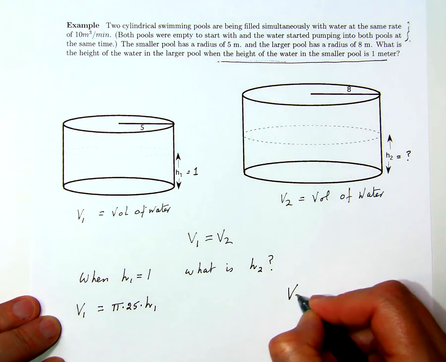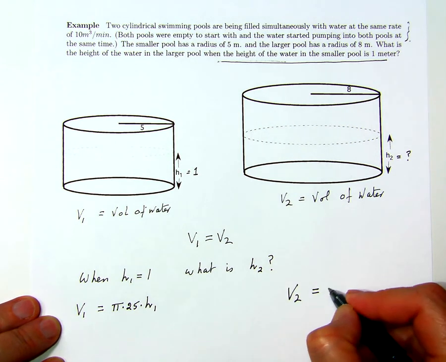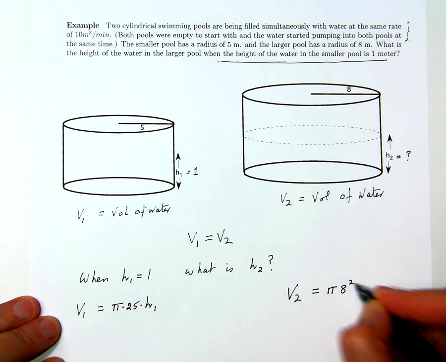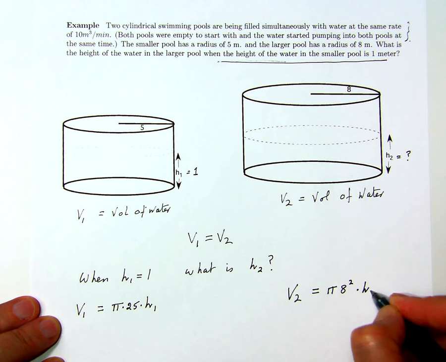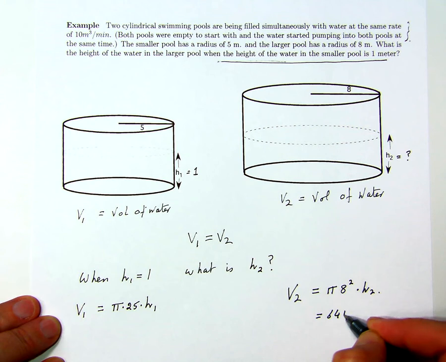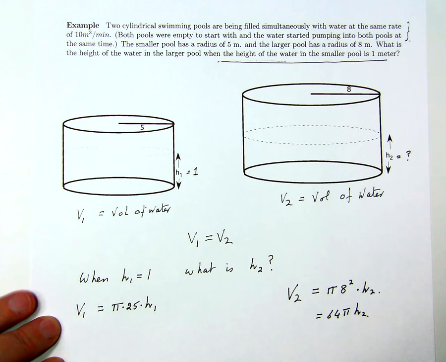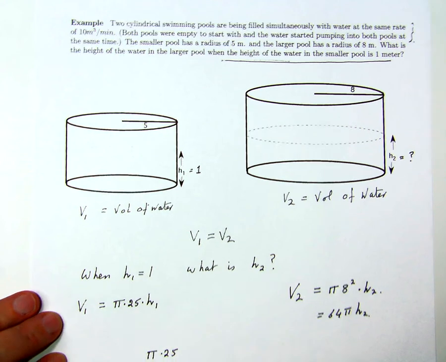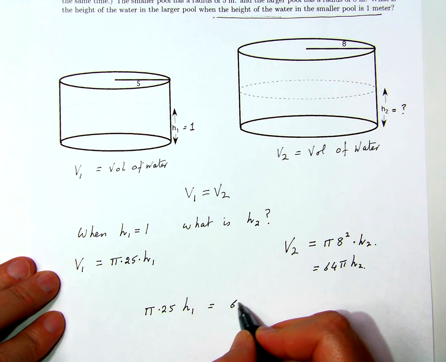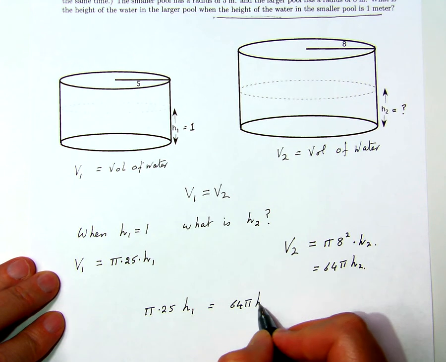And the volume of water in the second pool is pi r squared, which is 8 squared, times the height of the water in the second pool. So that's 64 pi h2. And because V1 equals V2, we have pi times 25 times h1 is equal to 64 pi times h2.